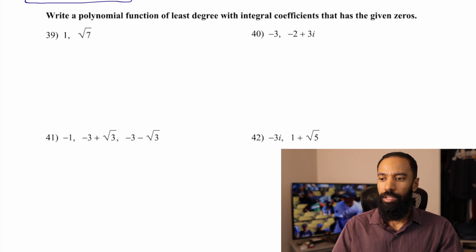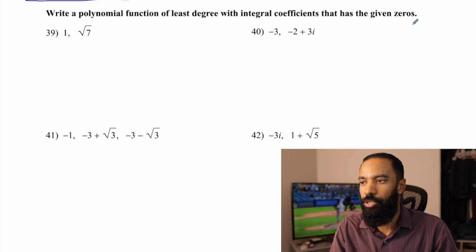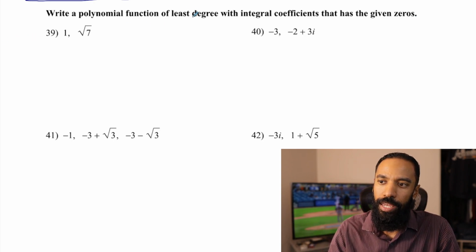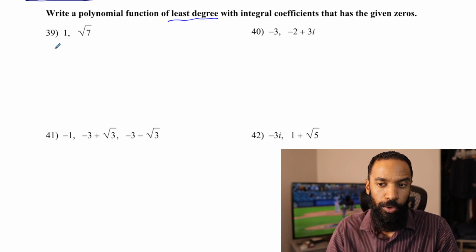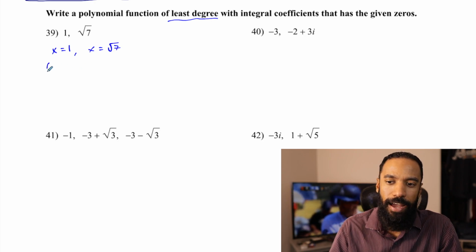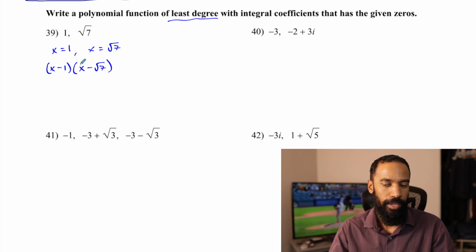Okay, this next 4. Write a polynomial function of least degree with integral coefficients that has the given zeros. So here's the thing. They say least degree. That means as small as you possibly can. These are the zeros, which are the roots. That means x equals 1, x equals root 7. So in factored form, that would be x minus 1 and x minus root 7. What they want you to do is write this thing out like this.